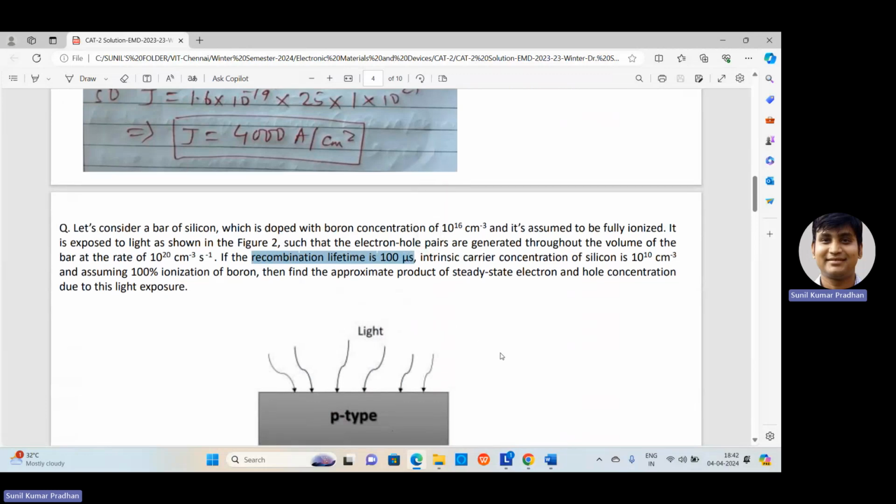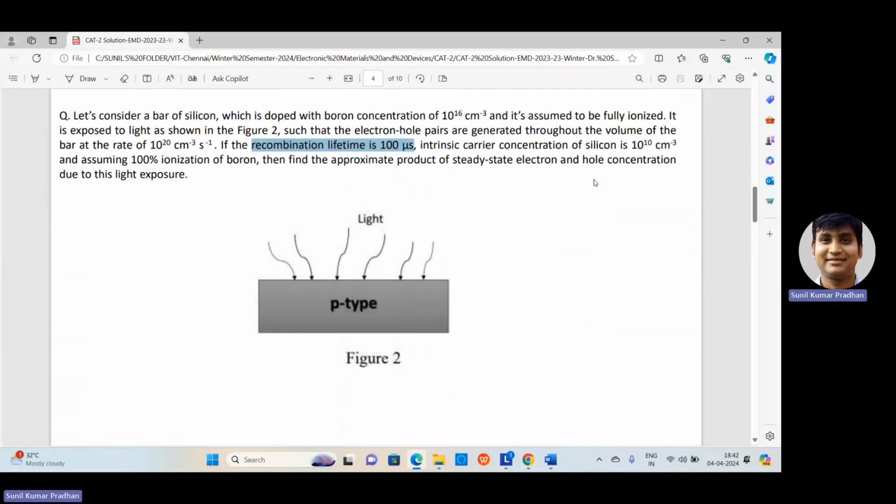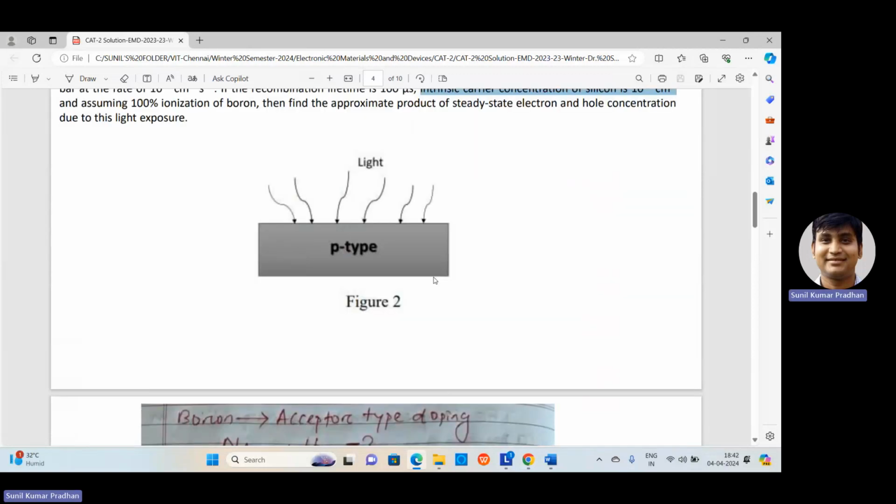So, the recombination lifetime, I denote it as tau, and that is 100 microsecond. Then what else? The intrinsic carrier concentration is given, and that is 10 to the power 10 per centimeter cube. So let's say that is Ni, 10 to the 10 per centimeter cube. Okay. So what is the question here?